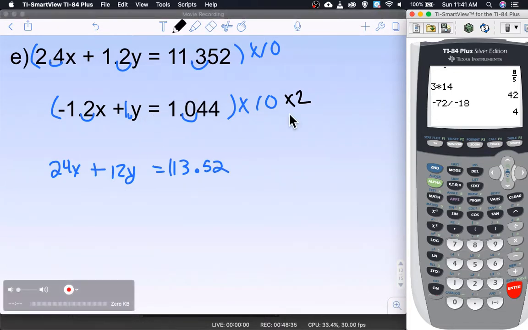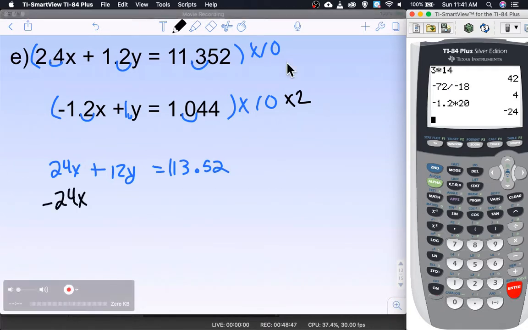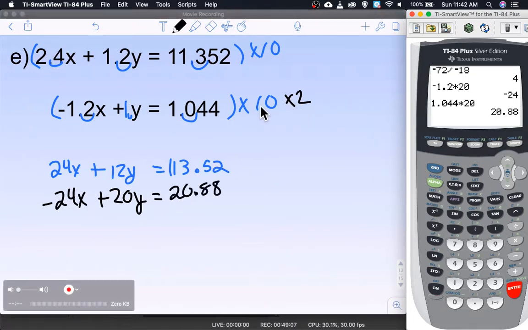If I multiply this bottom equation by 20, negative 1.2 times 20 is negative 24. I knew that was going to happen. If I multiply 1 by 20, I'm going to get 20y. If I multiply 1.044 times 20, I'm going to get 20.88. So you can actually multiply by a couple things in one step, as long as it's from the same equation. Save yourself some paper. I didn't have to rewrite all my equations a second time.